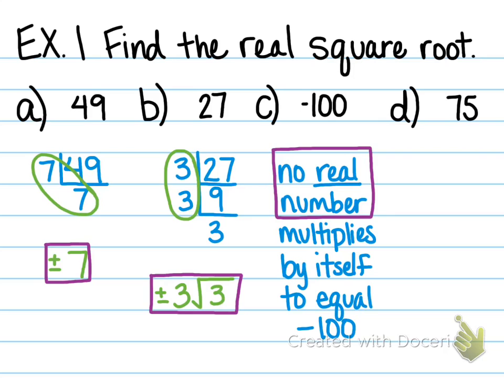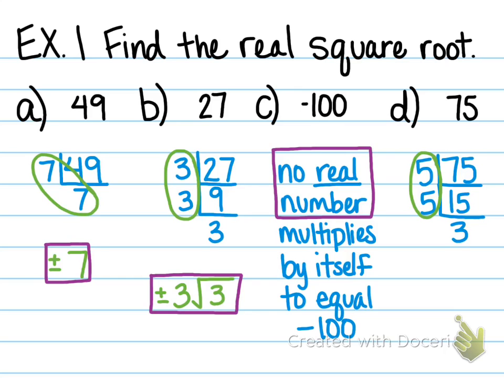Okay, let's try 75. I can't think of anything that multiplies to get 75, so let's factor it out. I know that 5 goes into 75 15 times, and then 5 goes into 15 3 times. It doesn't matter what order you factor. You could have started with dividing by 3 first. Eventually we would have gotten the same factors. It doesn't matter the order.